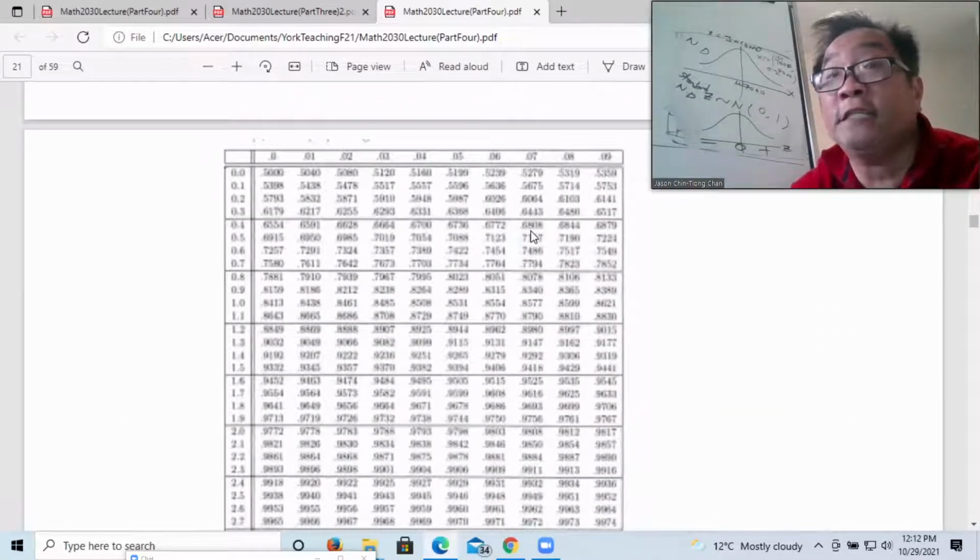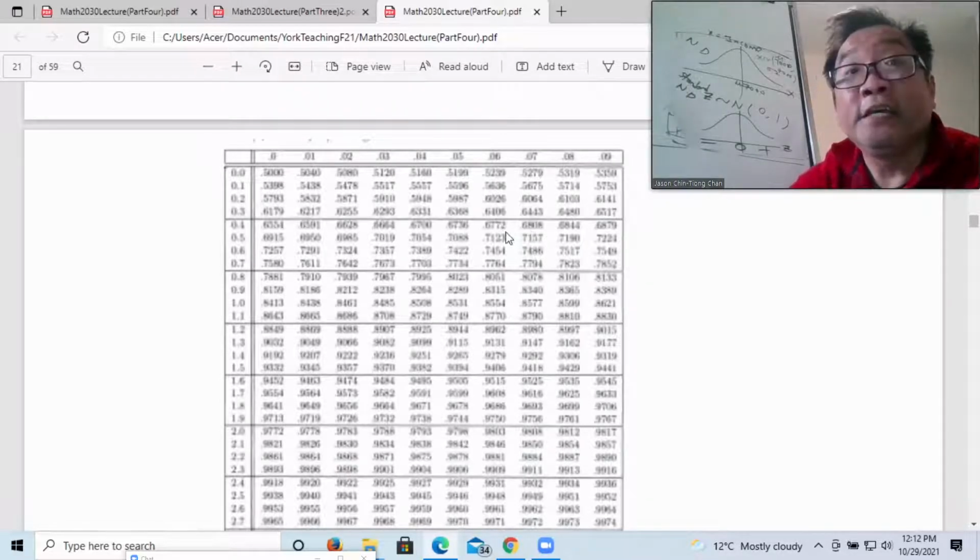So we need to use this table. This table we call the Z table. Look at the first number. Outside is the Z value, inside is a probability value. I know it's not clear at all. Why the Z value? The probability is 0.5. Can you see the first one?